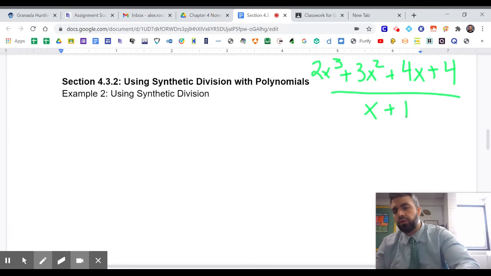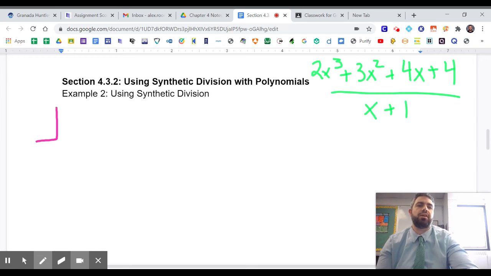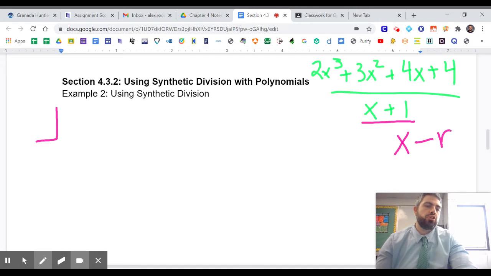What we do first is create a box. Sometimes we call this the box method. Now, remember, when we're doing synthetic division, we always want to think of this as x minus r. So r is our root, and we have x plus 1. So r in this case has to be -1, because x minus a -1 is the same as x plus 1. That's important, so let's put a little star by that to remember it.